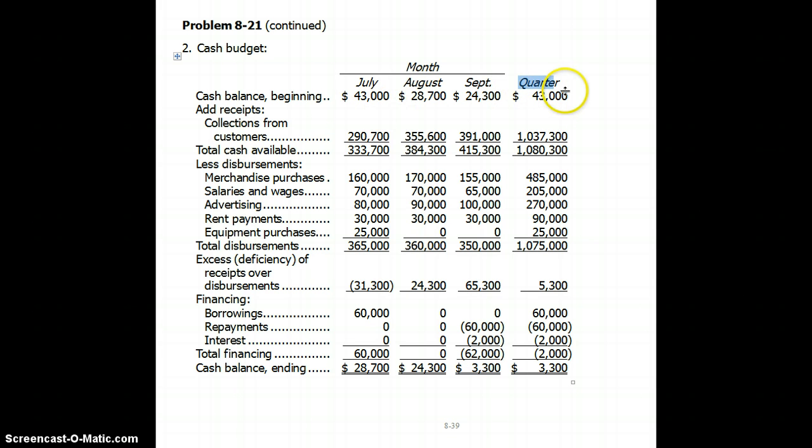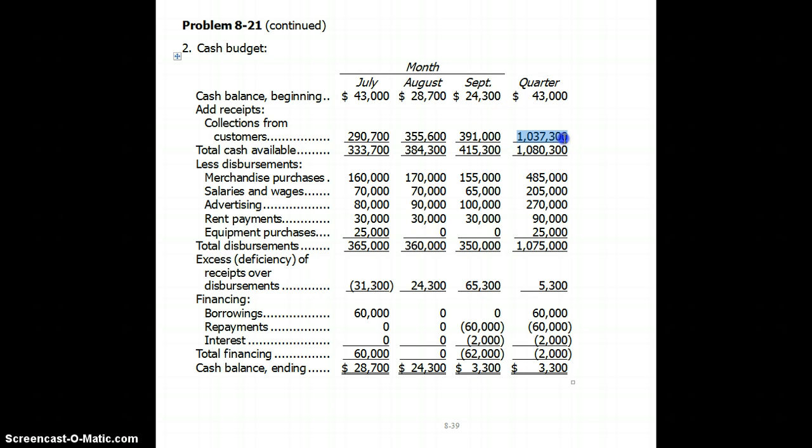The last thing I would just make mention of is the quarter totals. You want to be careful if you're to calculate the quarter totals. The quarterly beginning balance is the beginning balance of the quarter. Well, the beginning month of the quarter is July, therefore the beginning cash balance for the quarter is that which existed on July 1st.